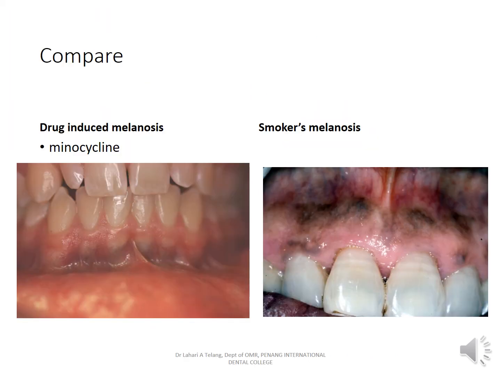So this is just to compare drug-induced melanosis with smoker's melanosis. Sometimes it can be very difficult to tell the difference, but the pictures that we see here show that minocycline-induced melanosis is probably seen more in the lower part of the attached gingiva and is more uniform and grayish, whereas the one with smoker's melanosis is a little more diffuse and probably exists all over the attached gingiva.